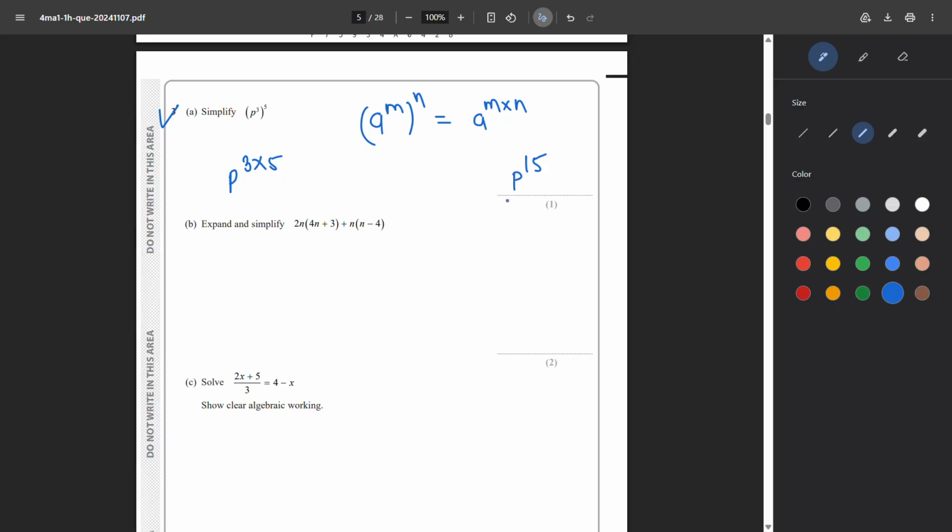You have to just write down p raised to 15, you will get 1 mark. But if you write this property, your impression will be good. So whenever you have much time, then just write down the reference formula also.